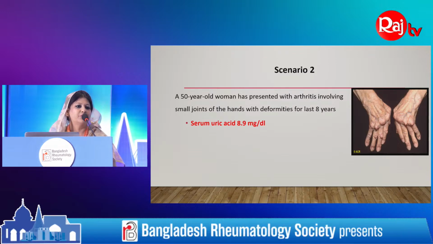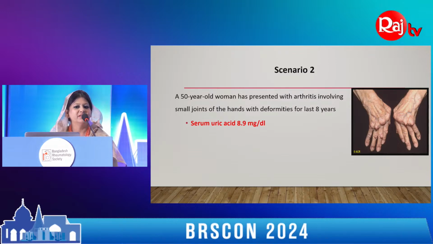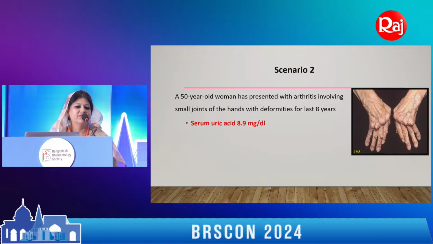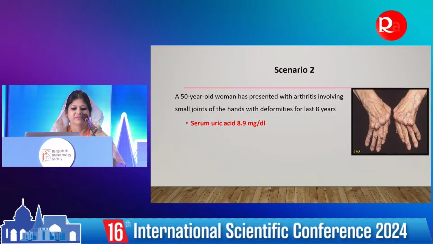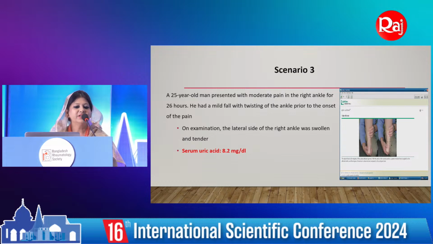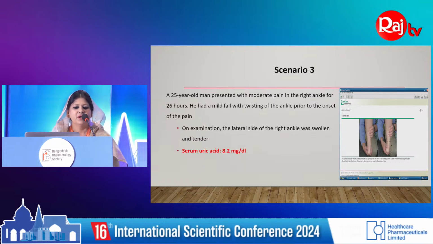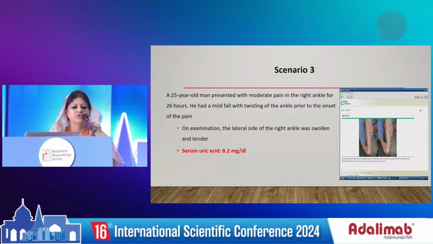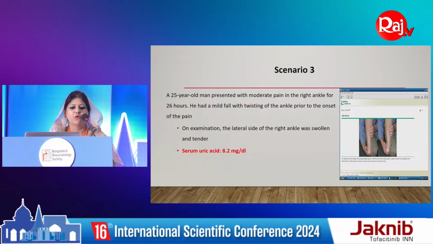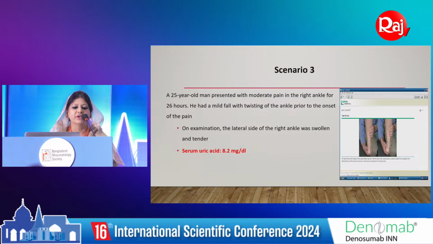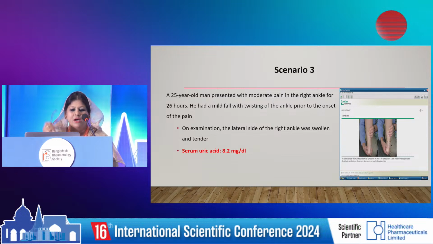So she is a case of deforming RA with slightly elevated level of serum uric acid. A 25-year-old man presented with moderate pain in his right ankle joint for 24 hours. He had a mild fall and twisting of the ankle prior to the onset of the pain.